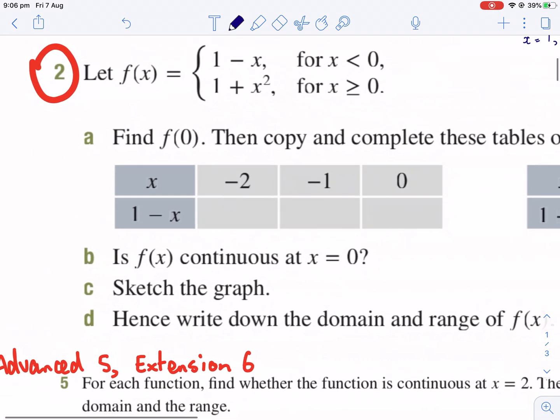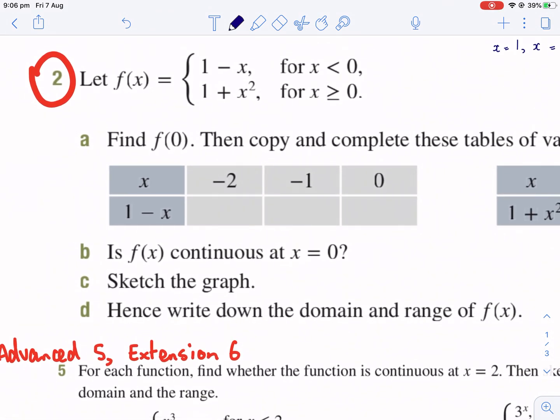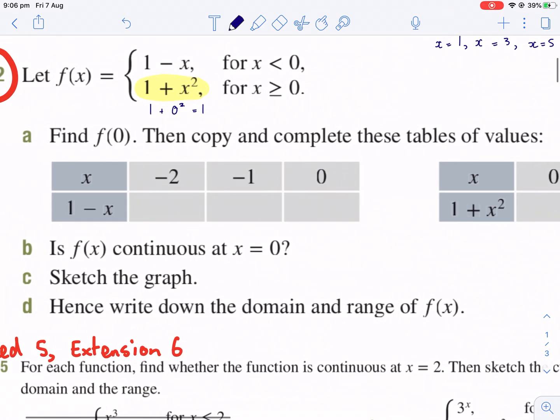Question 2, let it be that. So we've got two different functions depending on where we are. So when x equals 0, we're going to have to use this one. So we've got 1 plus 0 squared equals 1. Okay.